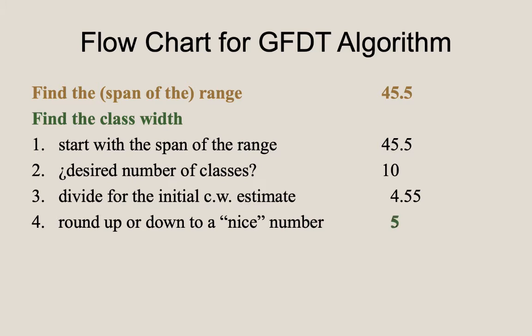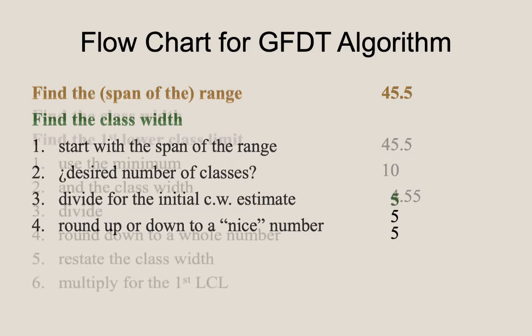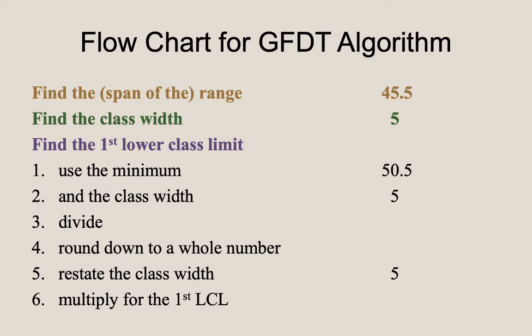Well, I think the nicest number that we could round to here would be 5, and I'm picking 5 because it's relatively easy to count by 5s. Now that we have our class width of 5, we'll go back and find the first lower class limit so we can start to build the GFDT.